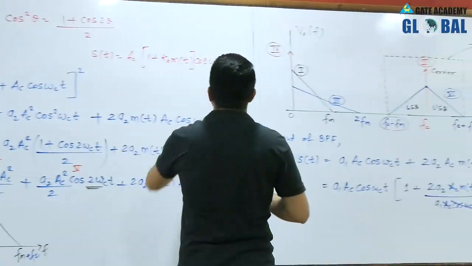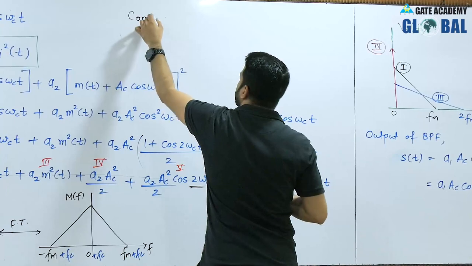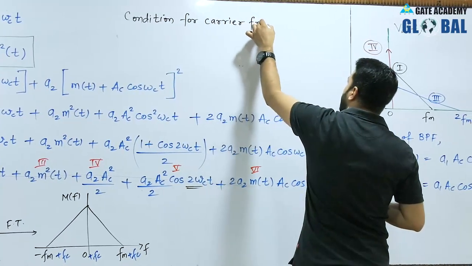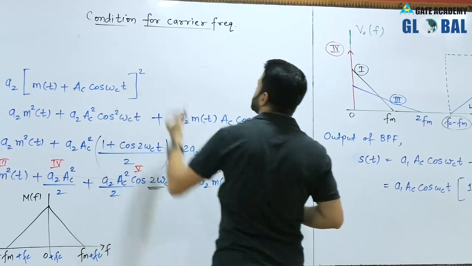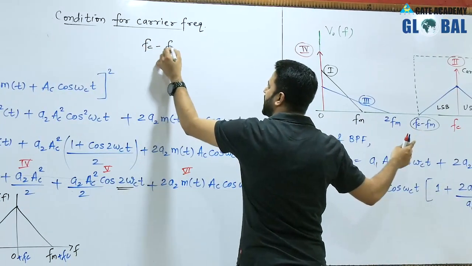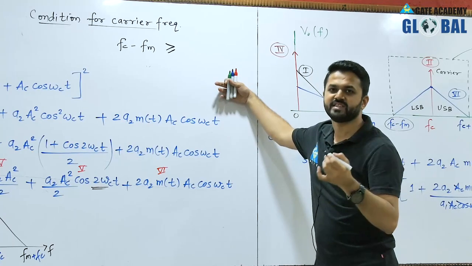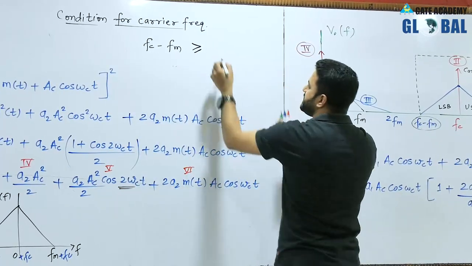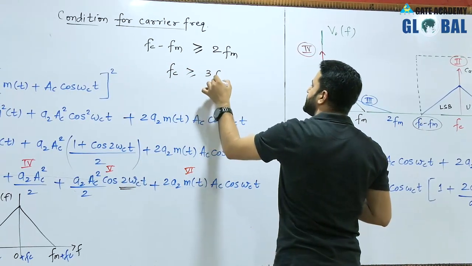So we can write the condition for carrier frequency to achieve AM signal without any distortion. This lower sideband FC minus FM should always be greater than or equal to 2 FM if the bandpass filter has an ideal response, else it should always be greater than 2 FM. It means that the carrier frequency should always be greater than 3 FM.